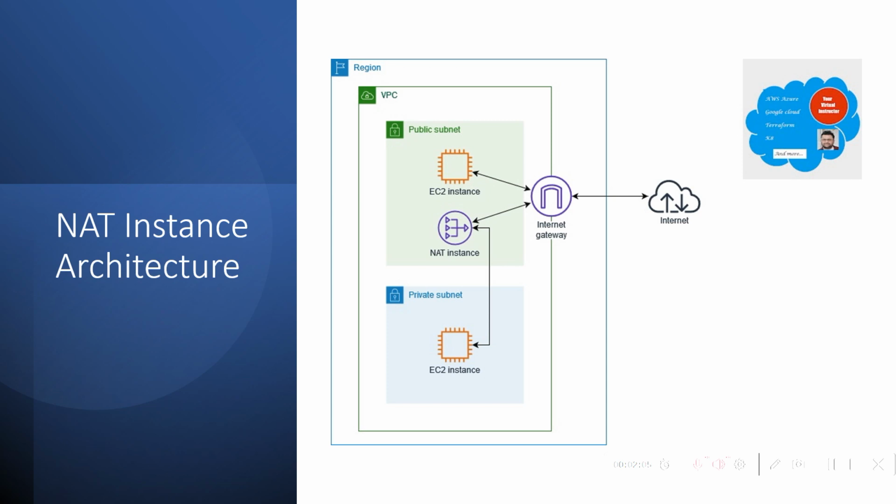And also we'll be deploying one EC2 instance in the private subnet, and also there will be one EC2 instance in the public subnet, so that we can SSH into our private EC2 instance. So let's jump into our lab for today.